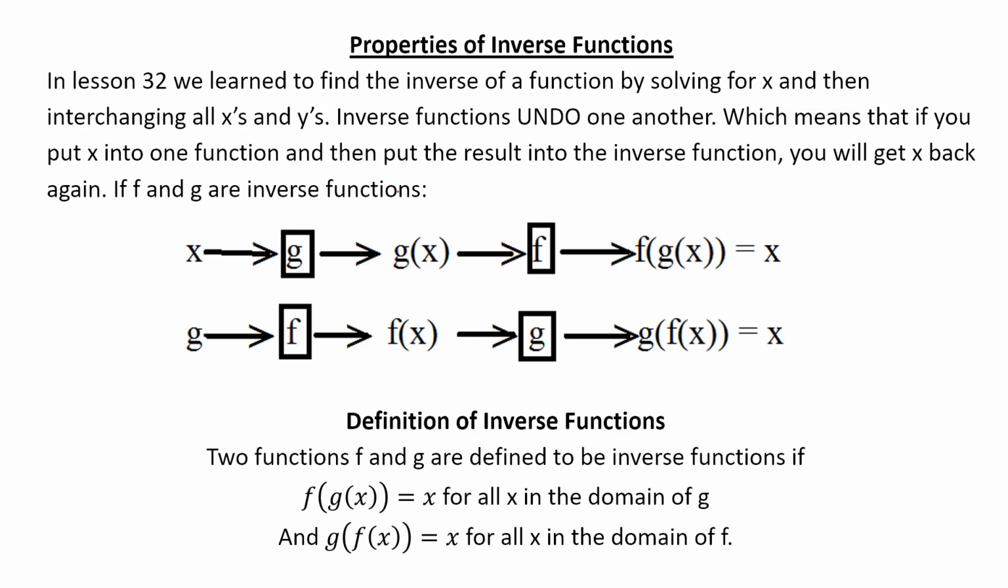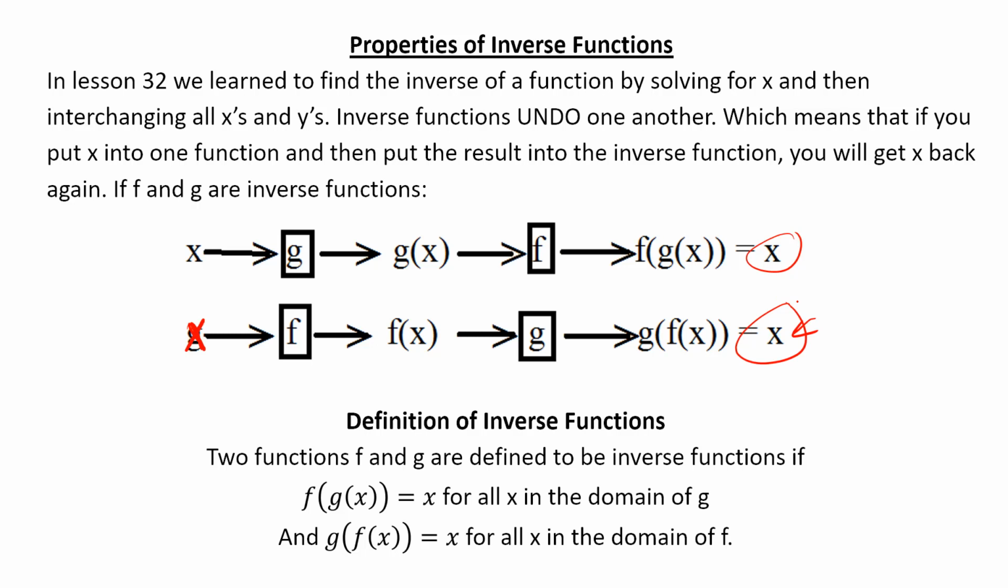So if f and g are inverse functions, and you put x into the g function, you get g of x, and then you take whatever you get for g of x and put it into the f function, so f of g of x, you get x again. If you put x into the f function and get f of x, you take that f of x and put it into the g function, and you get g of f of x, you're going to get x back again. That's what it means for f and g to be inverse functions.